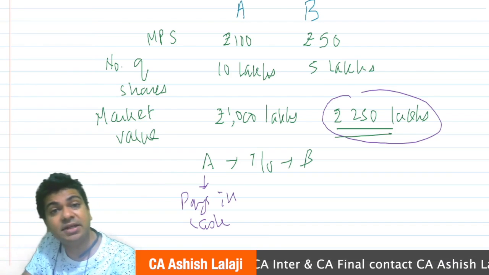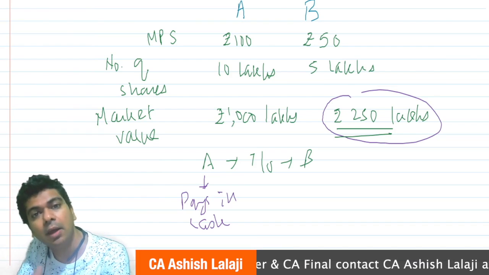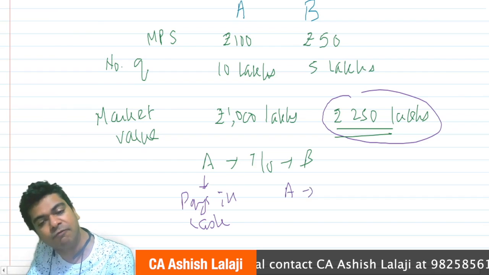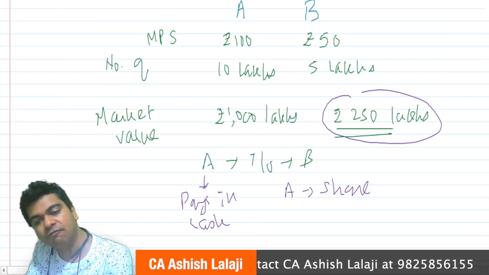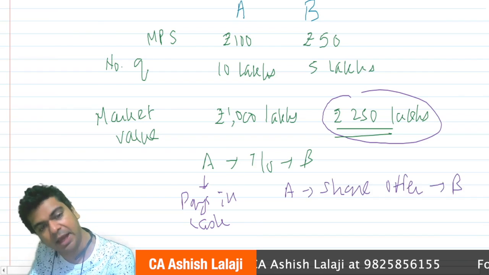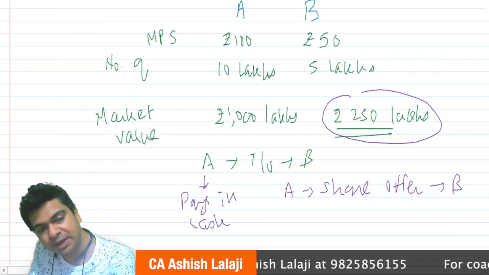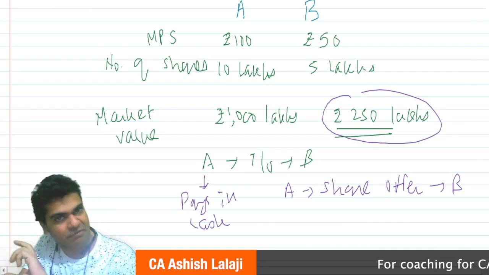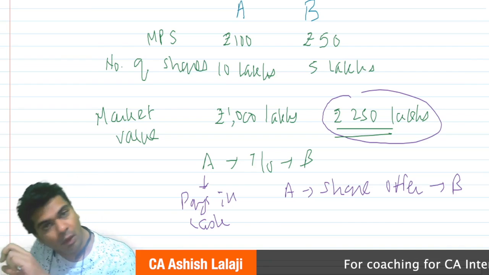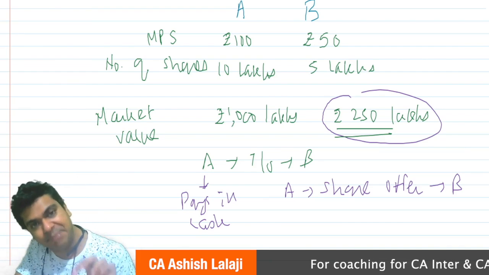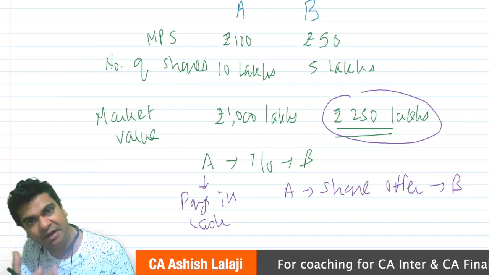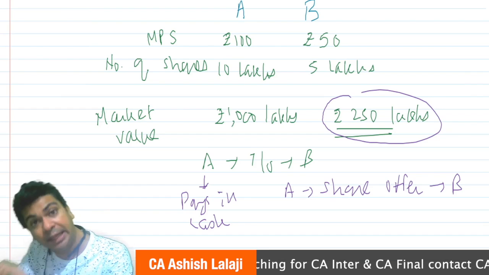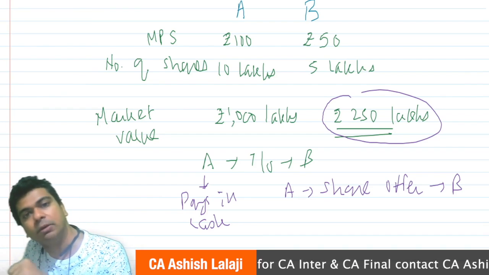Another possibility, which is very popular especially at the times of mergers and acquisitions, is that A goes for a share offer. So A is making a share offer to company B. Instead of paying in cash, we will go for share exchange. Whoever is a shareholder of company B will surrender their shares in favor of company A. That is how A will be able to buy the shares of company B and control B.